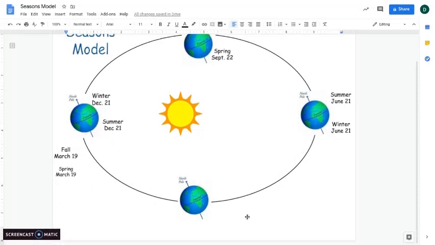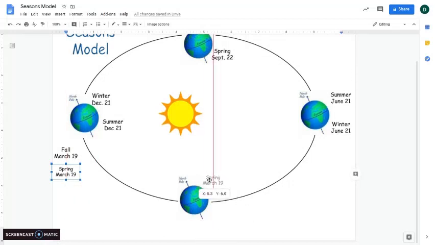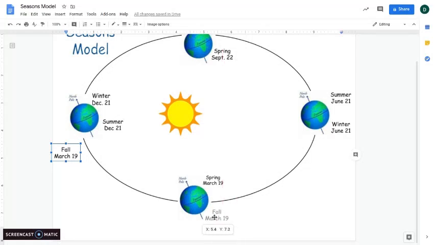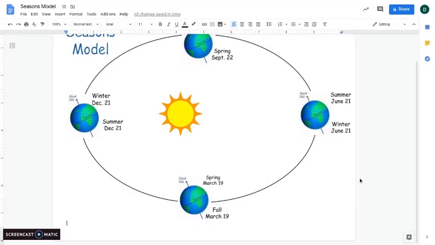And for our last season, 3 months after winter in December, that brings us to March. And for us in the northern hemisphere, we have spring. And for the southern hemisphere, they are having fall. This is another equinox, which means that neither the northern nor the southern hemisphere is tilted more towards the Sun or further away from the Sun.